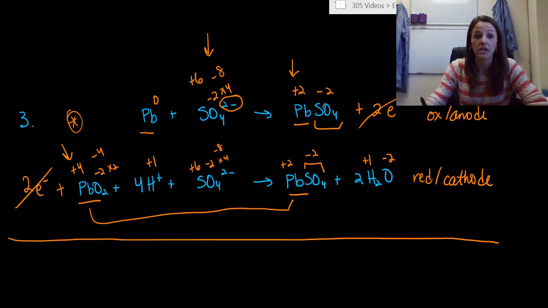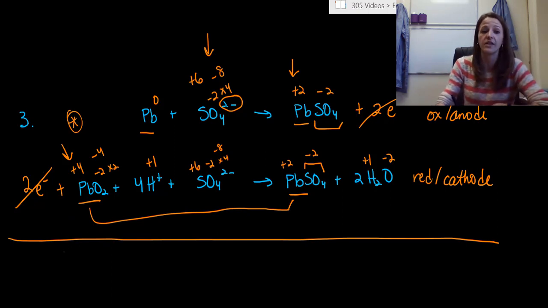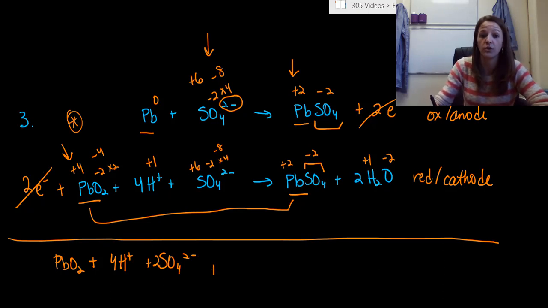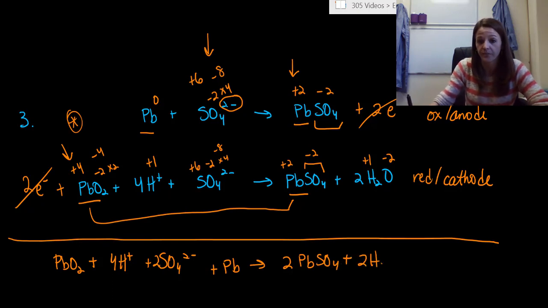And so then we can look at everything else. Does anything else cancel? I personally don't see that anything else cancels. The sulfates are on the same side. The lead sulfate are on the same side, so we can't cancel this out at all. So we bring everything else down. We have our lead oxide plus our 4 hydrogens plus our SO4 2-, but there are 2 of those, so we have to do +2, plus our lead. Keep going. We have 2 lead sulfates plus 2 waters.